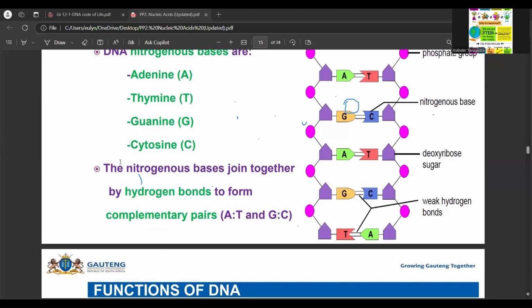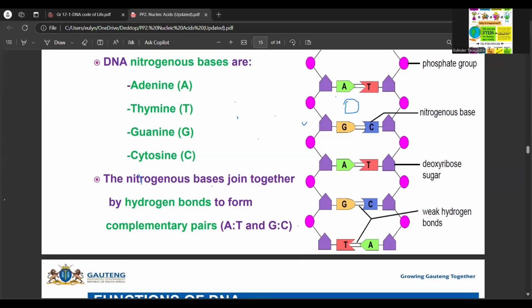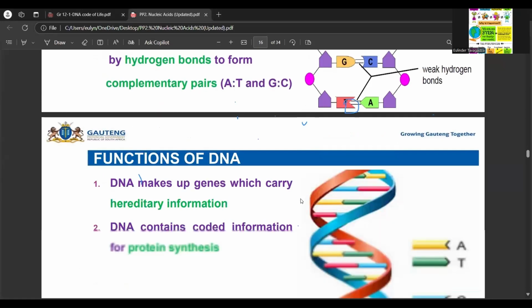Right. So we talked about the nucleotides. We talked about the nitrogenous bases joined together by the weak hydrogen bonds to form complementary pairs. So when we are saying complementary pairs, we are saying they pair with each other.